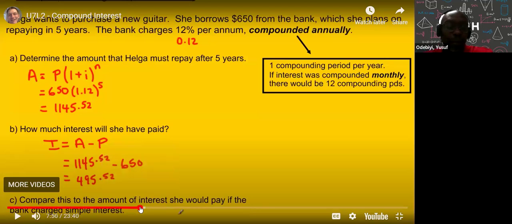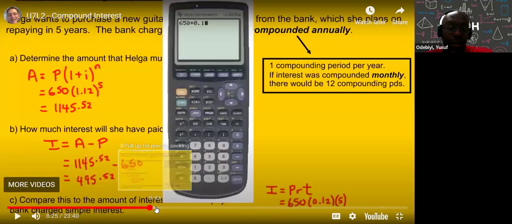Okay. Let's recall what the interest formula was for simple interest. Remember, okay, so we're not going to compare to simple interest. We're just going to fast forward through that.